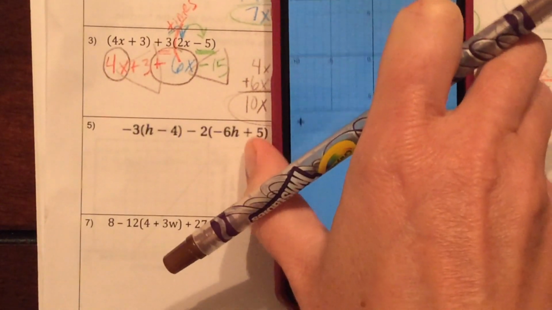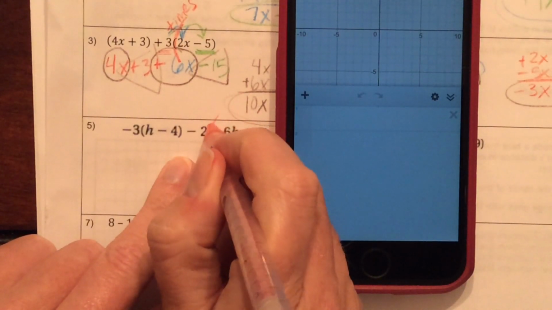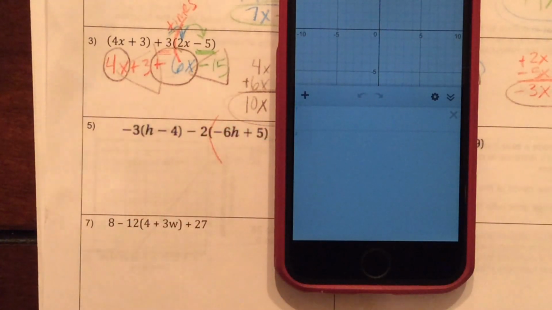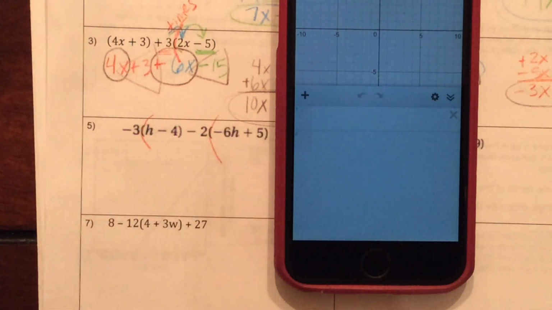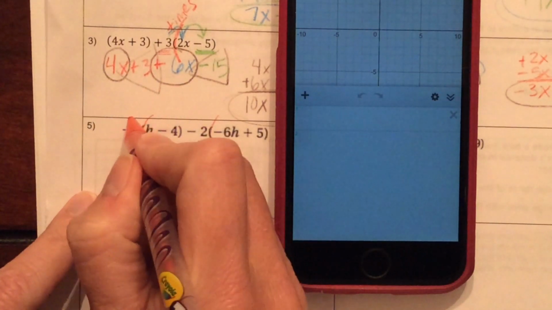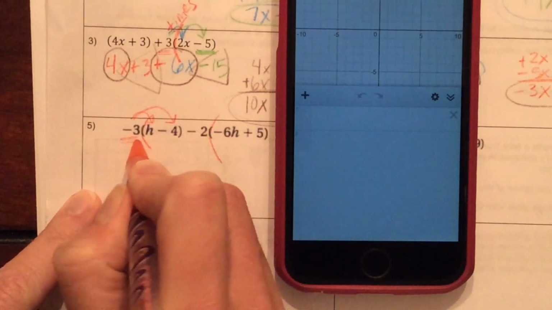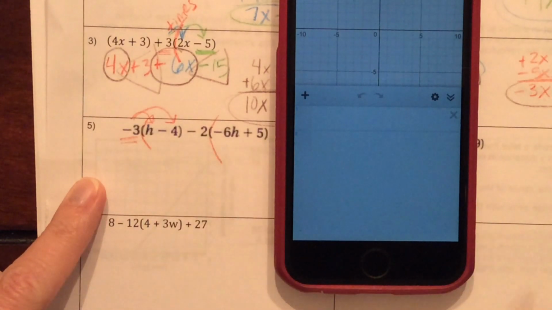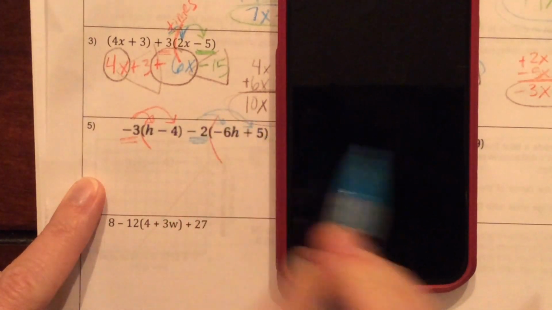For number 5, are we going to do distributive property? Are we going to do the rainbows? Yes, we are, because we see a number right next to those parentheses. And we also have one over here right next to those parentheses. So you're going to do 2 rainbows. You're going to distribute that negative 3, and that is a negative 3 twice. And then you're going to come over here and distribute this negative 2 twice.